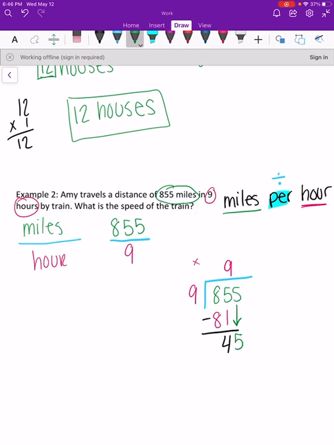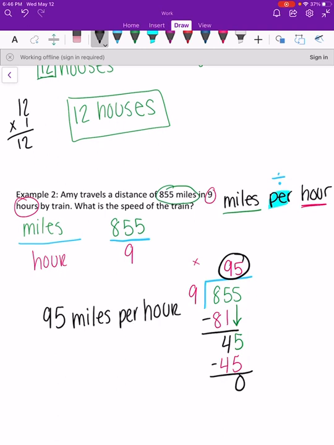So 9 goes into 45 5 times. Perfectly, actually. 9 times 5 is 45. 45 minus 45 is 0. So this means the train is traveling 95 miles per hour. Or you can shorten it to 95 mph.